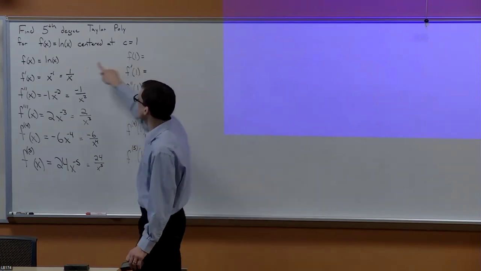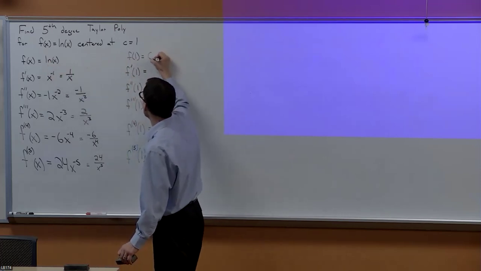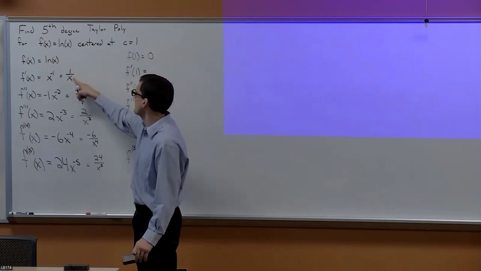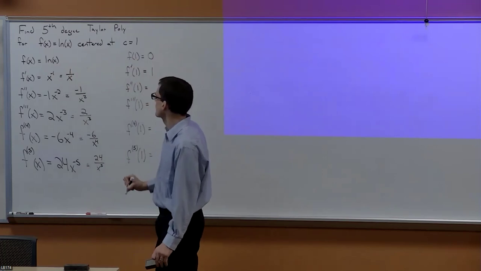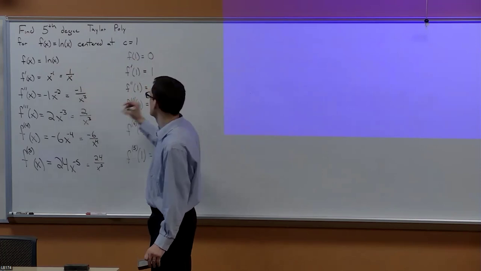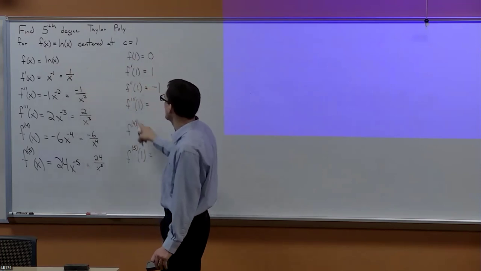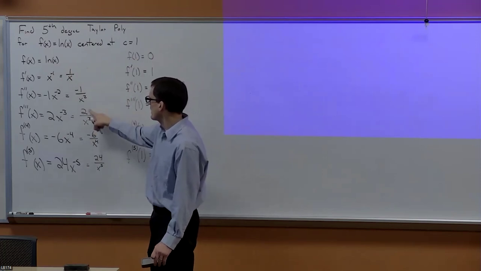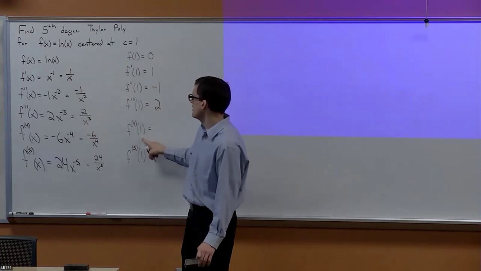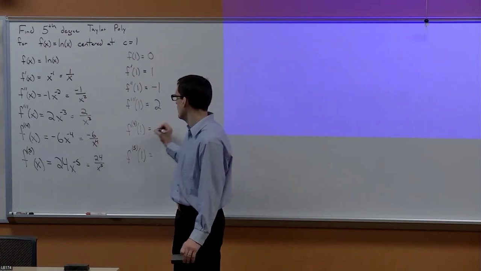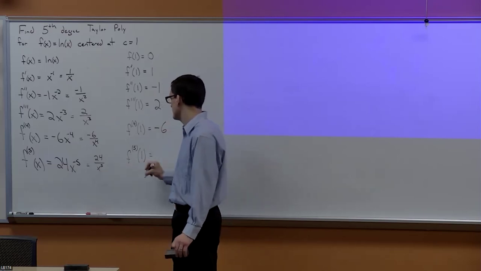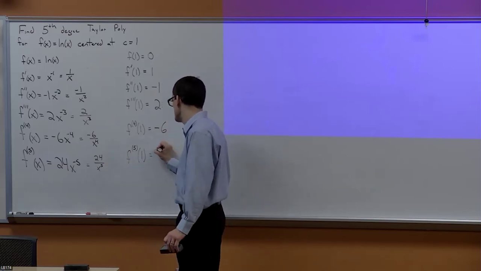All right, so if I plug in 1 here, natural log of 1 is 0. If I plug in 1 here, 1 divided by 1 is 1. If I plug in 1 into the second derivative, I get -1 over 1. So I get -1. If I plug in 1 into my third derivative, I get 2 over 1, which is a positive 2. If I plug into my fourth derivative, I get -6 over 1, which is -6. If I plug in 1 into my fifth derivative, I get 24 over 1, which is 24.